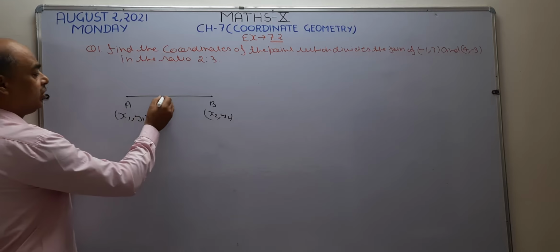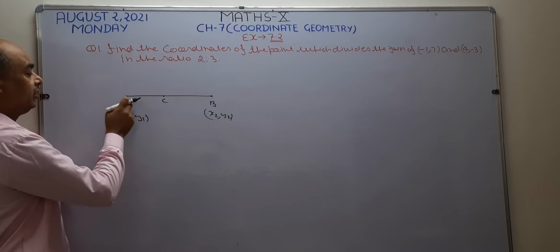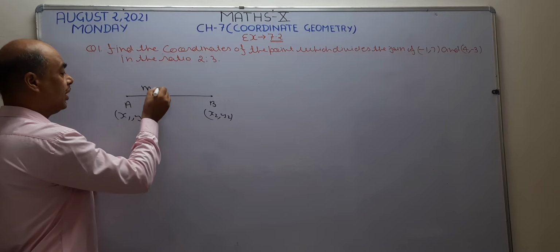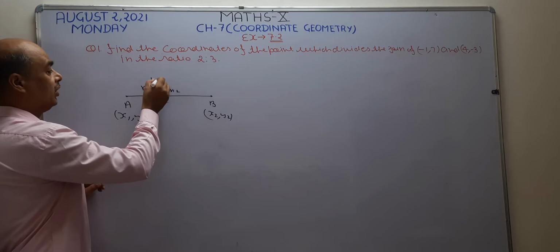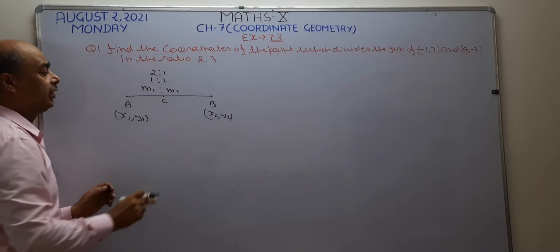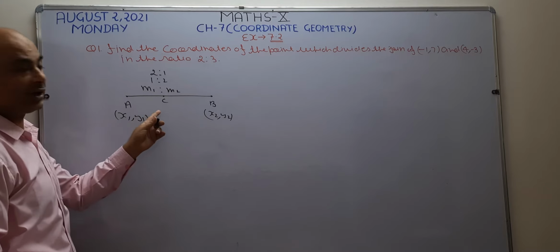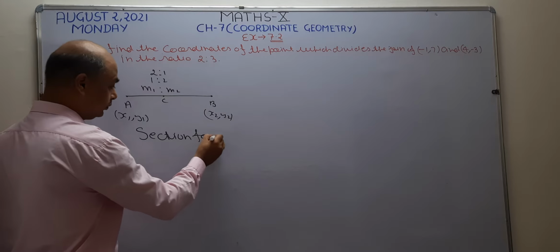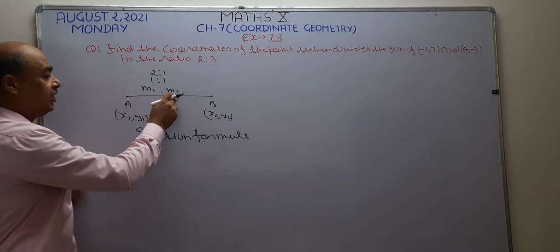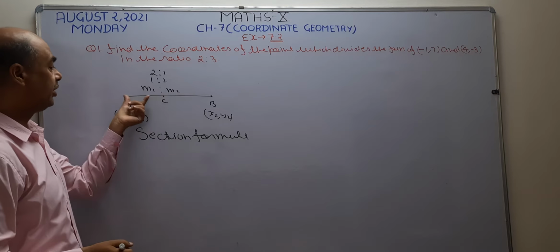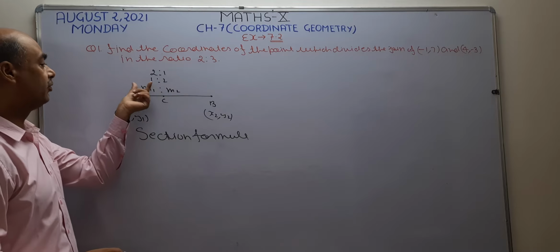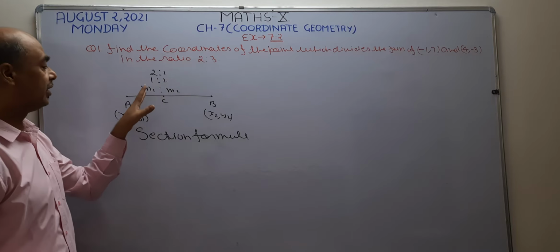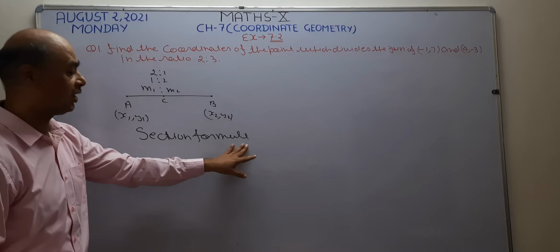Now, this point C is going to divide the given 2 points in a different ratio. Different ratio means m1 ratio m2, or 1:2, or 2:1. When the ratios are different, we are going to use the section formula. This point divides the given line segment in two sections. The sections are different: 1:2, 2:1, or 2:3, 3:2, 5:4. When the ratios are different, we use the section formula.